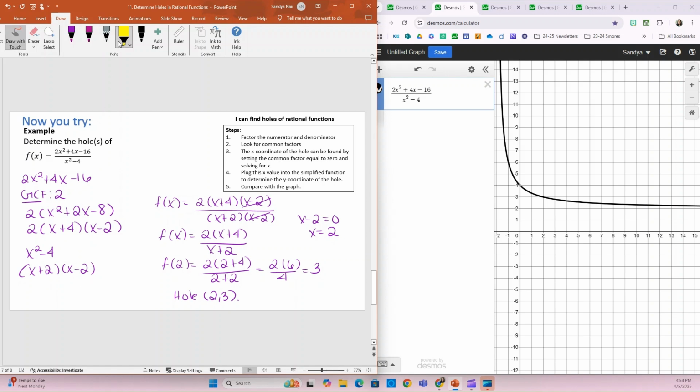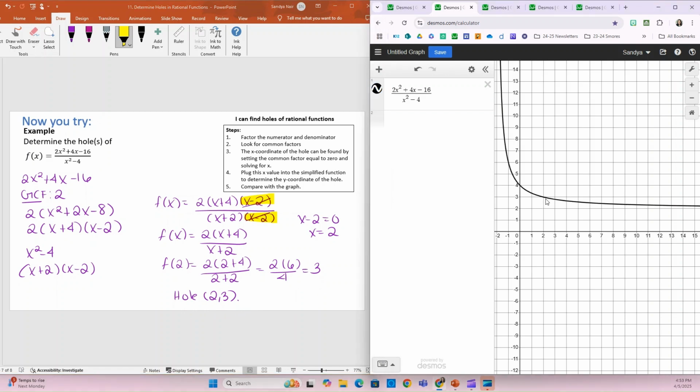You can see here that the common factor we have in the numerator and denominator is x minus 2, and we set that equal to 0, we get x equals 2. Okay, and then when we write the simplified function, we have 2 times x plus 4 over x plus 2, and we plug in that value of 2. So that's going to simplify to 3. So the hole is going to be located at 2, 3.